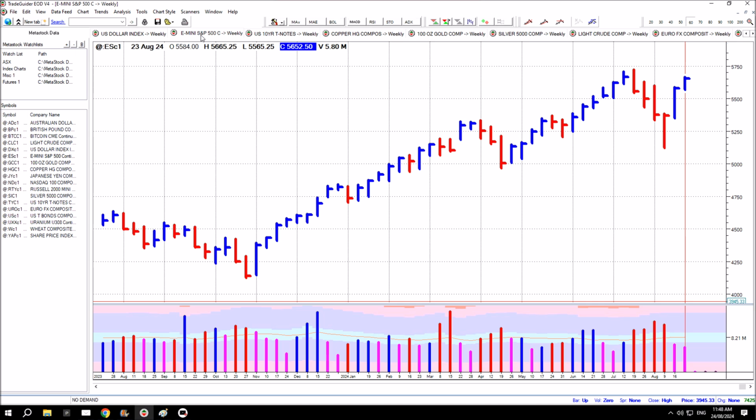E-mini S&P, this is S&P 500 index futures. You can see the market pulled back recently to a very logical level. Accelerated higher in response last week.